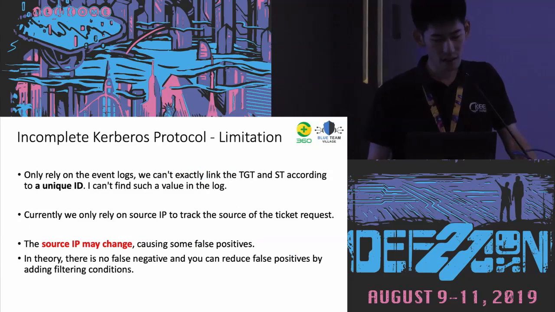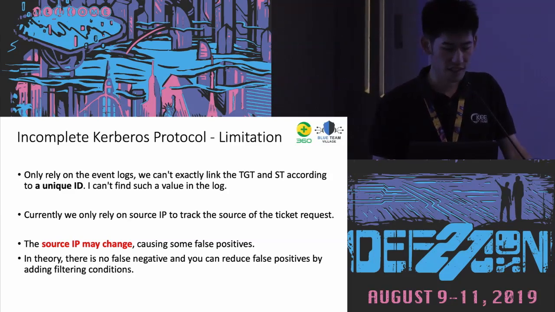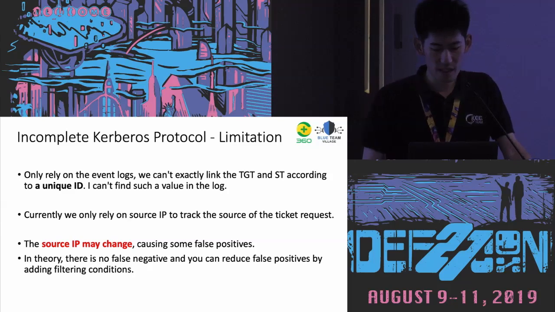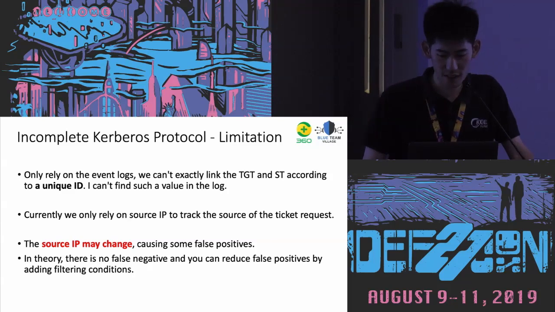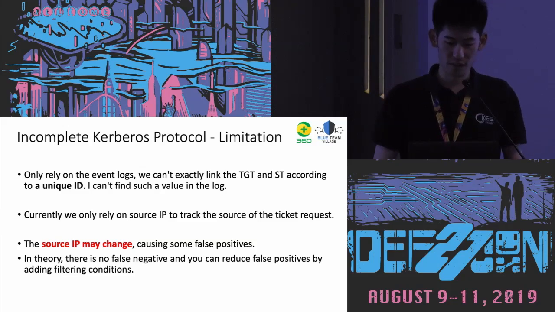So relying only on the event log, we can't exactly link the TGT and the ST according to a unique ID. I can't find such a value in the log. Currently, we only rely on source IP and target username to track the source of the ticket request. The source IP may change, causing some false positives. In theory, there is no false negative, and you can reduce false positives by adding some filters.